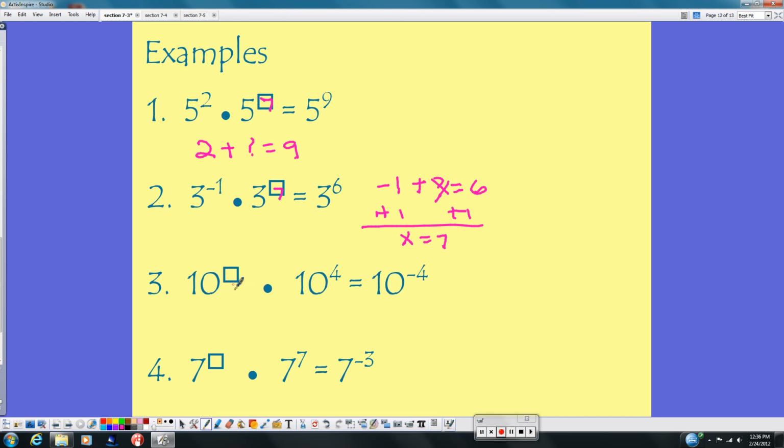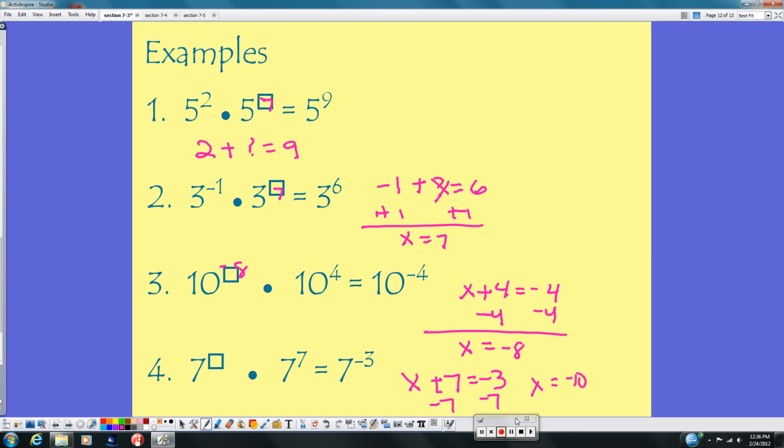Here, we want to know what plus 4 is going to give me a -4. So again, if I subtract 4 from both sides, treating this as an equation, I end up with x equals -8. And in our last example, we have x plus 7 equals -3. So if I subtract 7 from both sides, x is going to equal a -10.